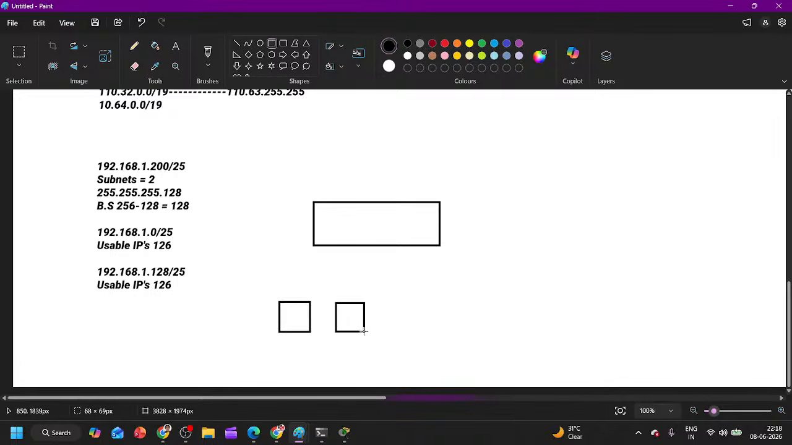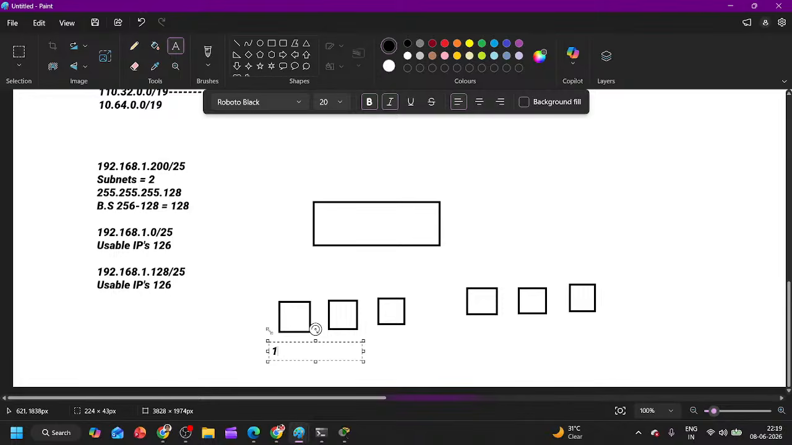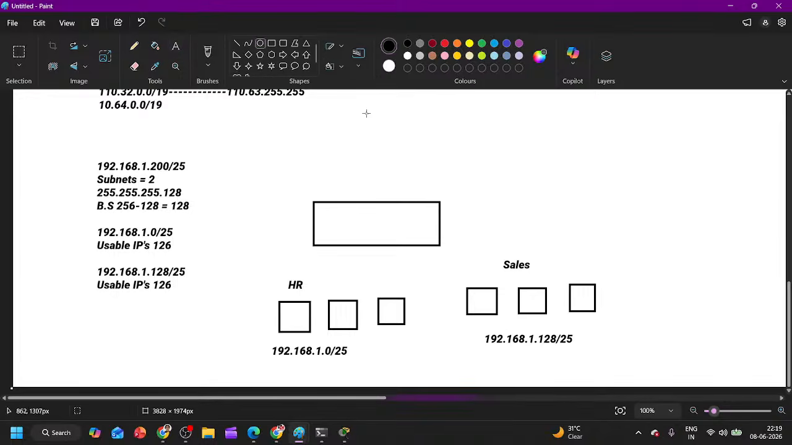In one department, around 100 users in HR, and 100 users in the sales department. I have given one small subnet, 192.168.1.0/25, to HR, and one subnet, 192.168.1.128/25, to sales. HR and sales. Okay, and then there is a router.